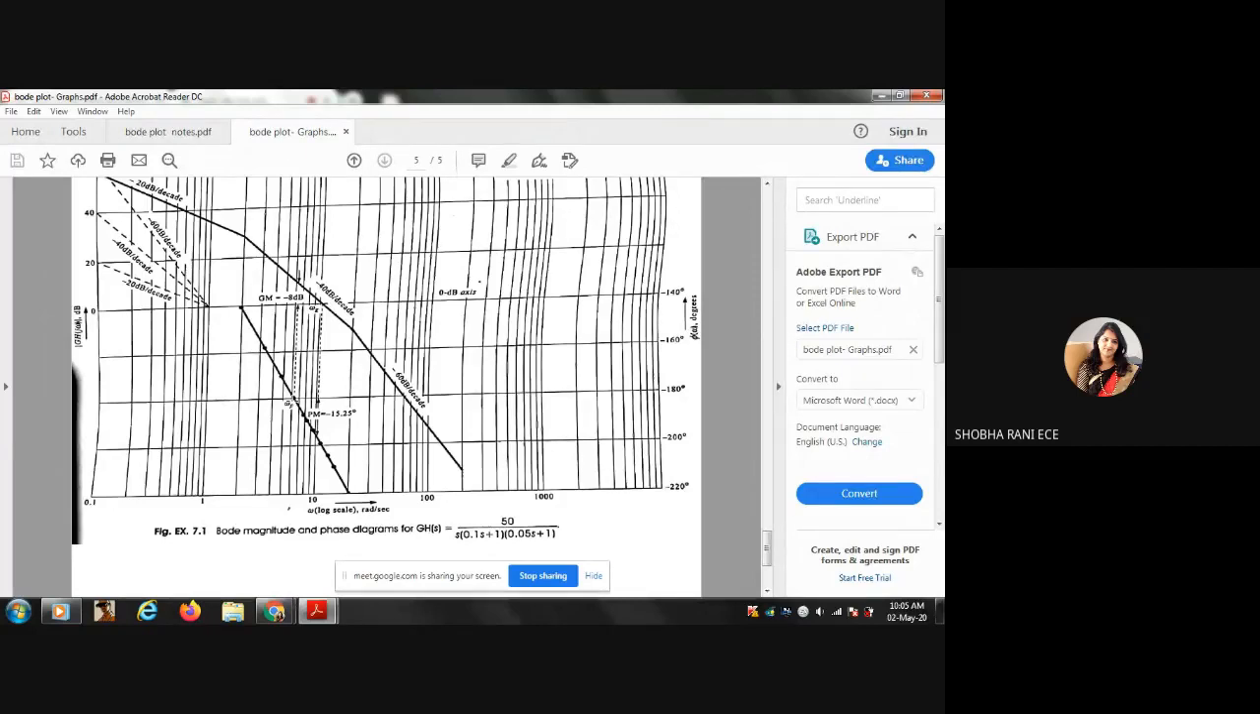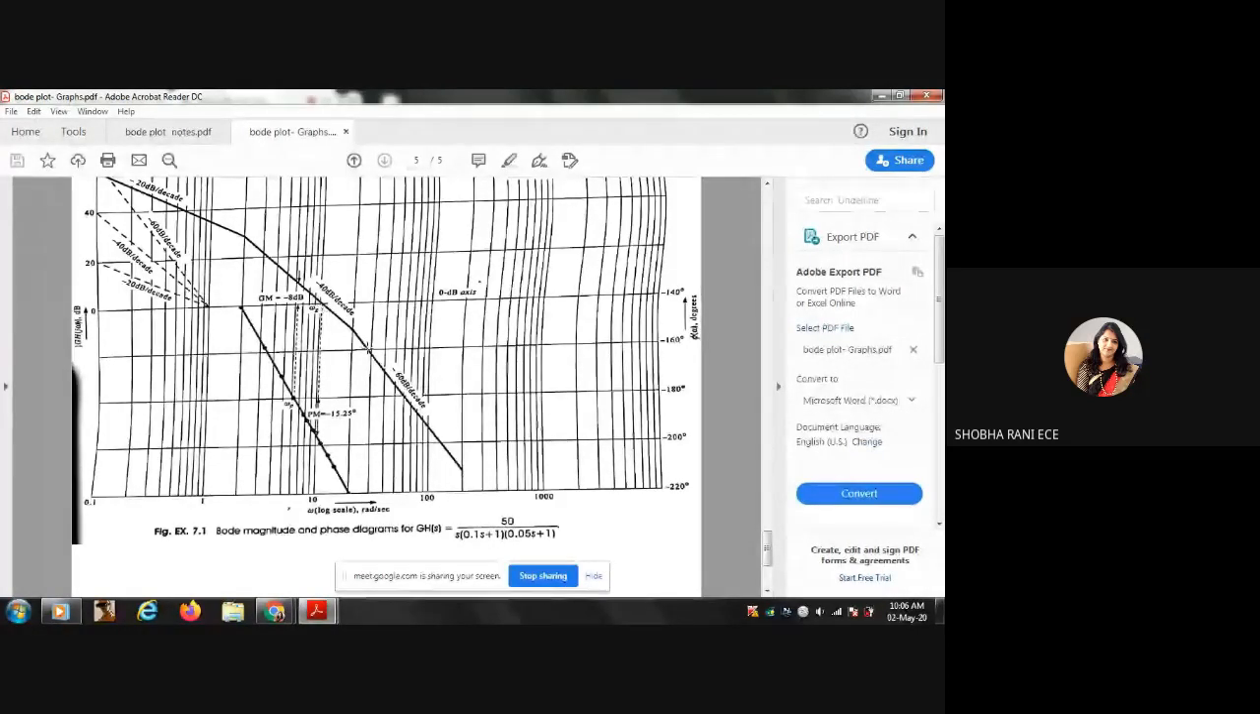So see where it is intersecting the phase plot. The minus 180 degree line will intersect the phase plot at some point. That is nothing but your phase crossover frequency. The frequency where the minus 180 degree line intersects the phase plot is called the phase crossover frequency, and the frequency where the 0 dB line intersects the magnitude plot, we call it the gain crossover frequency.